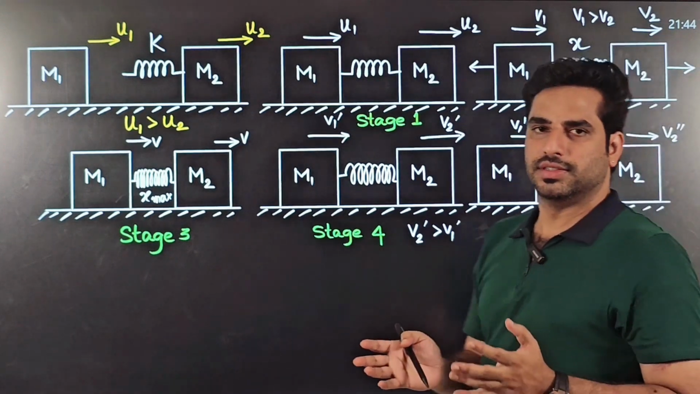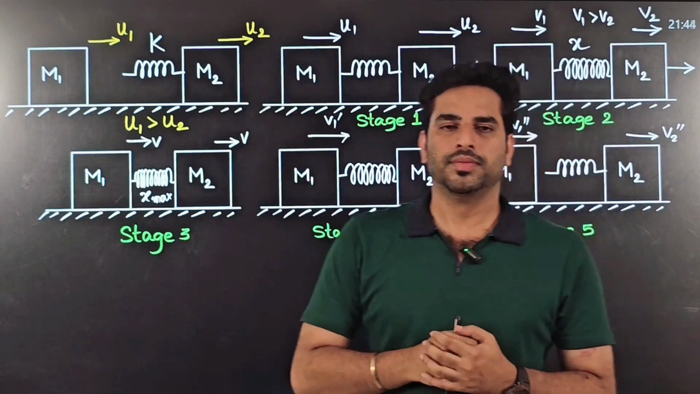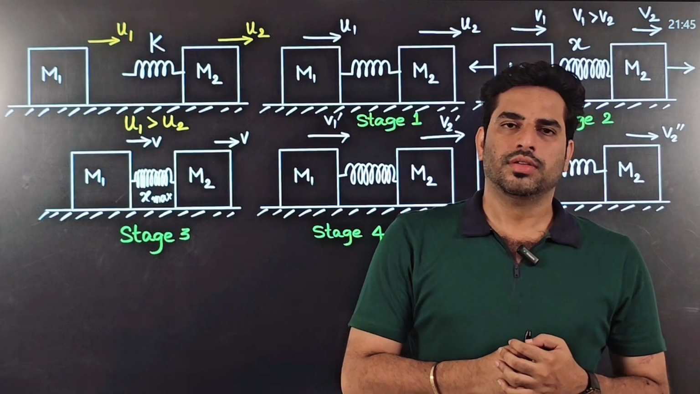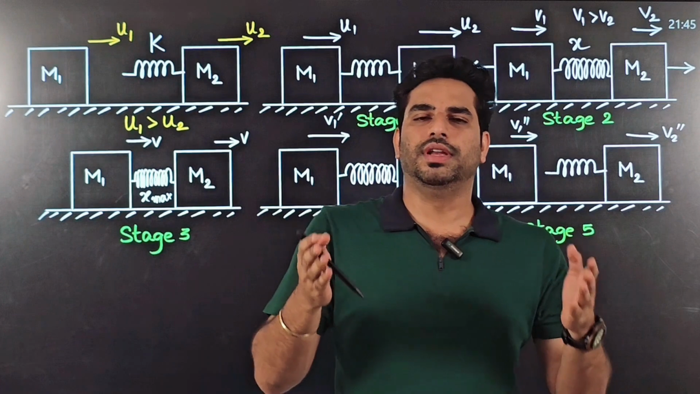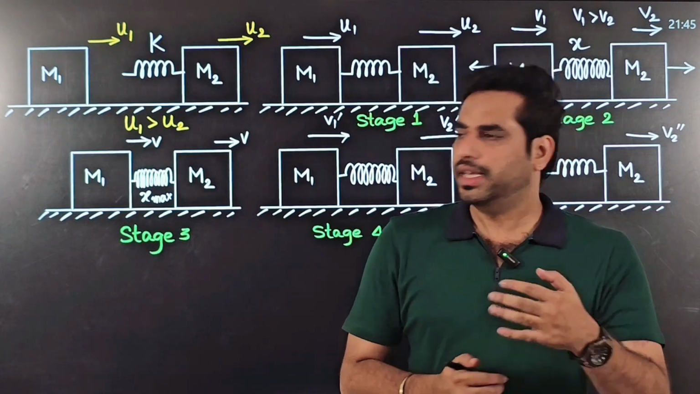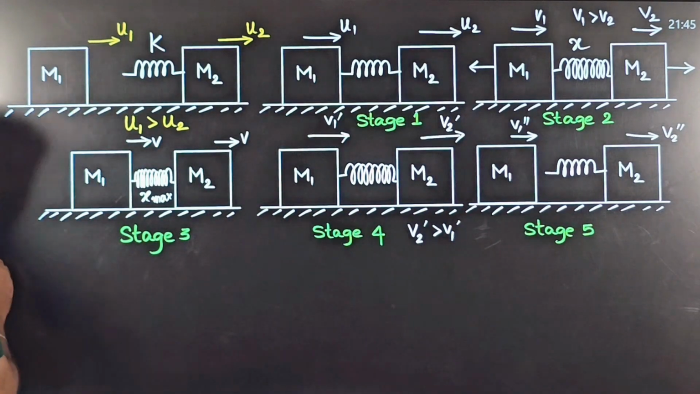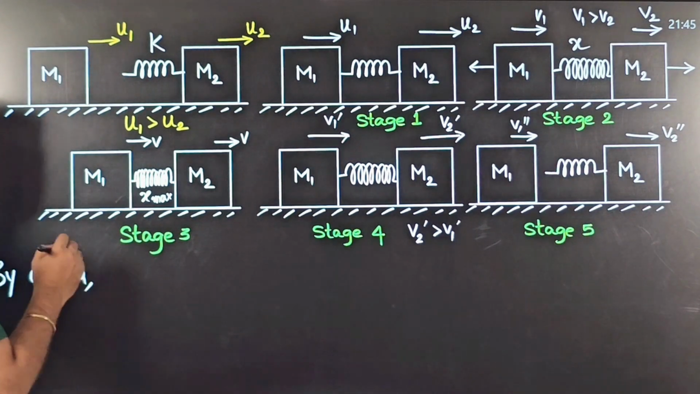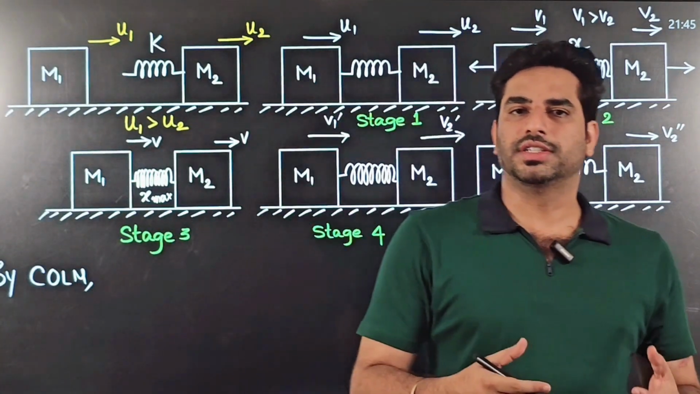In this entire process, on the system of M1 plus M2 plus spring, there is no net external force acting. So because there is no net external force acting on the system, I can always apply conservation of linear momentum. This is the condition for applying conservation of linear momentum: net external force is 0. In fact, at every stage I can apply conservation of linear momentum. Total momentum of the blocks plus spring system remains conserved or constant.